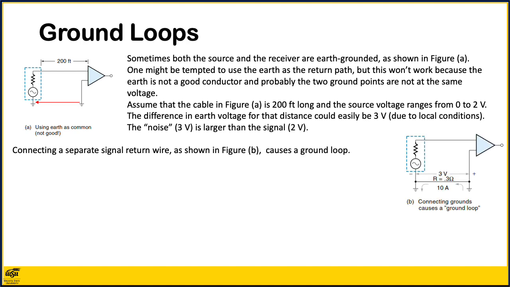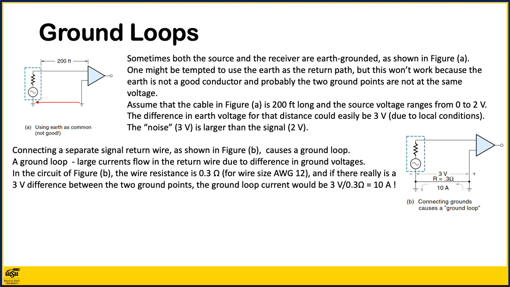Connecting a separate signal return wire, as shown in Figure B, is not a good idea because we now have a ground loop. Ground loops occur when large currents flow in the return wire because of the difference in ground voltages. In the circuit in Figure B, the wire resistance is 0.3 ohms for a wire size of AWG gauge 12, and if there really is a 3 volt difference between the two ground points, the ground loop current would be 3 volts over 0.3 ohms, or 10 amps. Clearly, it is not desirable to have large, unpredictable currents running through your cabling.